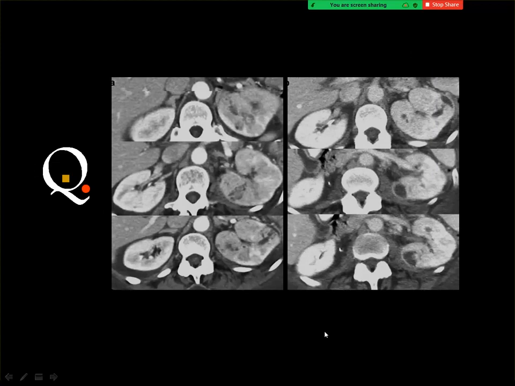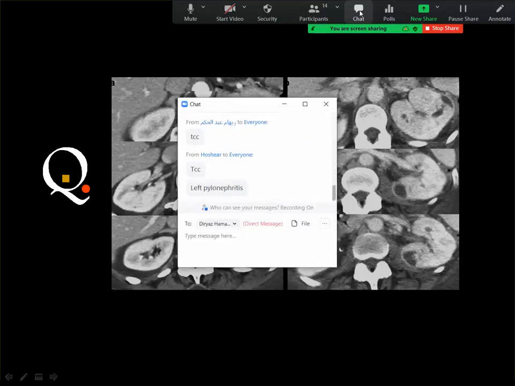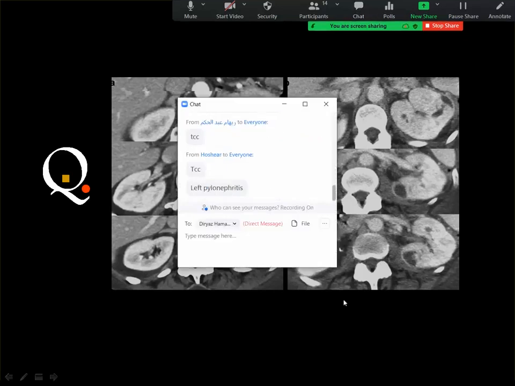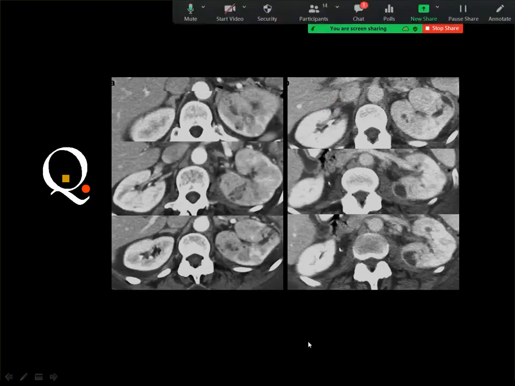Next case. Left pyelonephritis, good answer. And this is acute pyelonephritis on the left side.